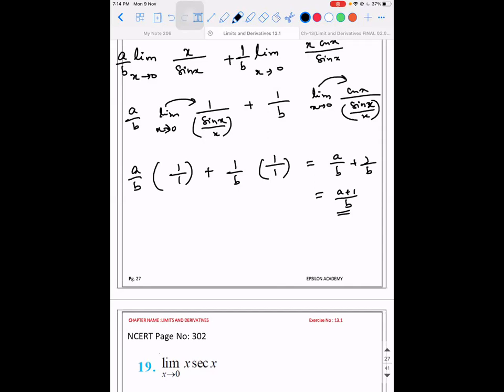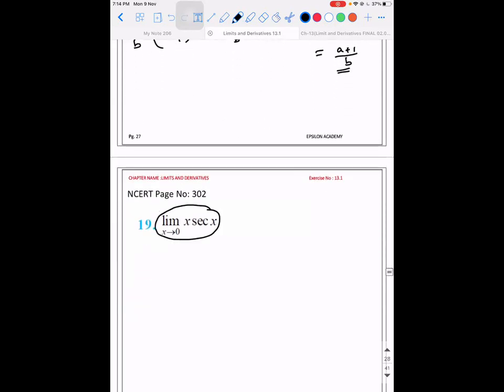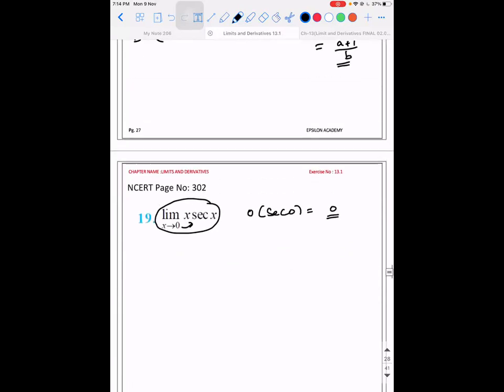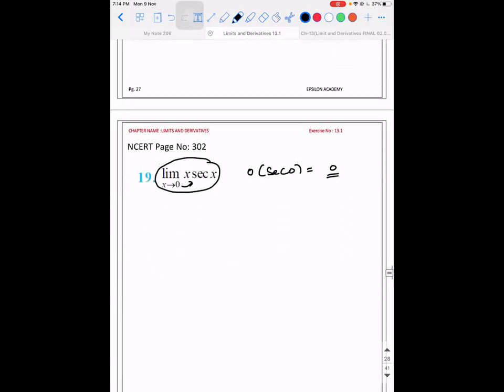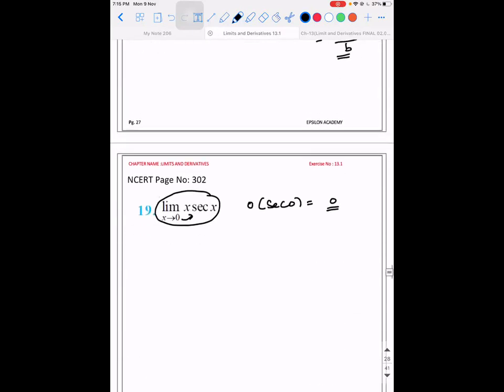Done, sir. Okay. So one last problem, 19th one. So when you substitute the limit, 0 into secant 0, because secant 0 is 1, 0 into 1 is going to give us 0. Wait, there's a simple one. Okay. So we can actually stop with this. Tomorrow we'll do from 20th till the last. With that, limits will be over.